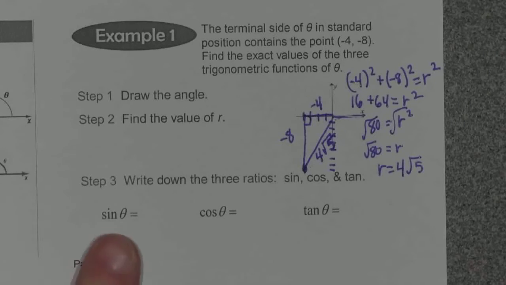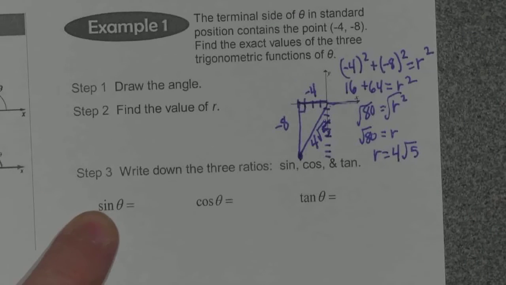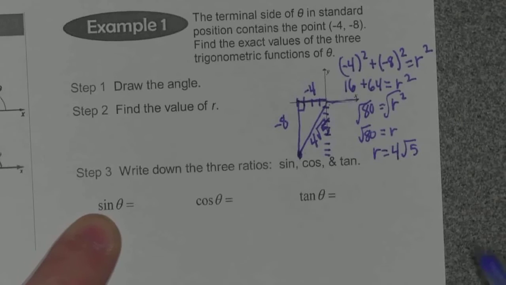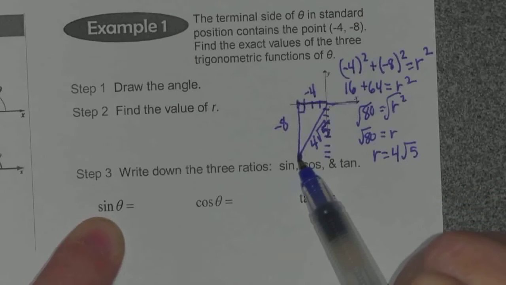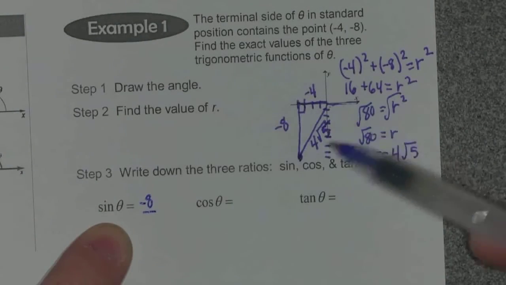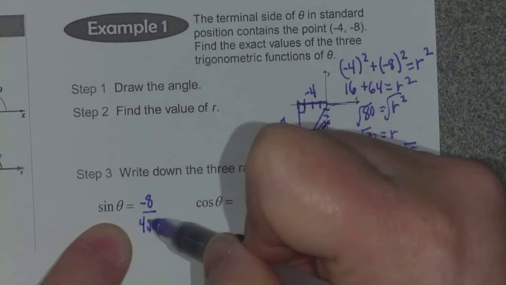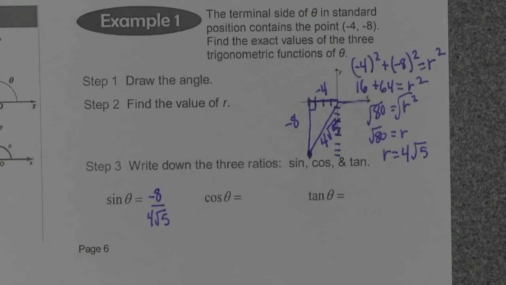All right, so they want me to find the sine. Now the sine they told us would be our y value over our r value. So our y value is -8. And what's our r value? 4 square roots of 5. We can't leave a square root on the bottom though, so we'll have to simplify that.